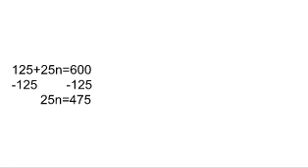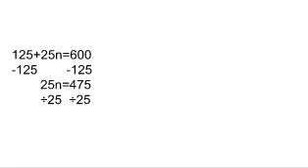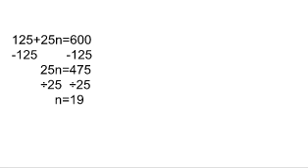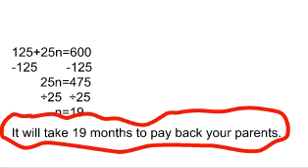Now how is n not by itself? It is being multiplied by 25. So then I need to do the opposite and divide both sides by 25. 25n divided by 25 leaves just n, which is what we wanted to do, and dividing the 475 on the right side of the equation by 25 leaves 19. And there we have it. It will take 19 months to pay back your parents.